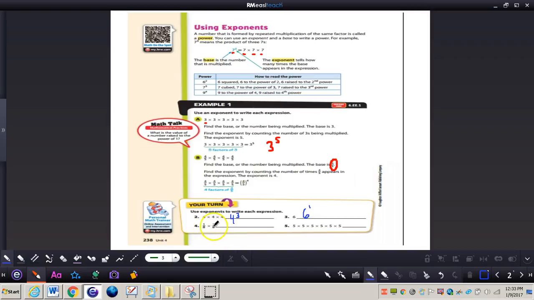Let's take a look at number 4 together. We have 1/8 times 1/8. First of all, you find the base, which is the number being multiplied. Since this is a fraction, we're putting in parentheses. That's so we know that the whole entire fraction is being multiplied. And now we're going to find the exponent, which is 2, because 1/8 is being multiplied 2 times. So we would have 1/8 to the power of 2.